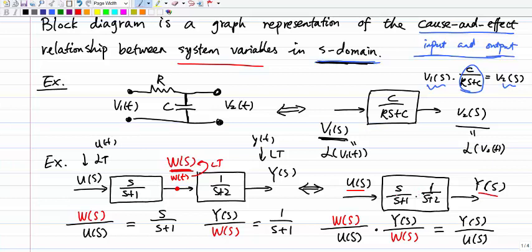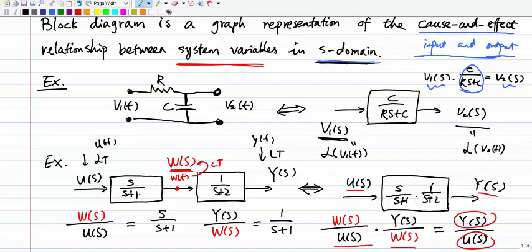The reason I can do that is because I do W(s) divided by U(s) times Y(s) divided by W(s), because W(s) will cancel out, so I have Y(s) divided by U(s). So you can see the relationship between these two variables, like I mentioned here: it's just the product of these two. That's why I can put them together. The nice thing about using a block diagram is that we can use multiple blocks and their relations to describe a complex relationship for a control system.